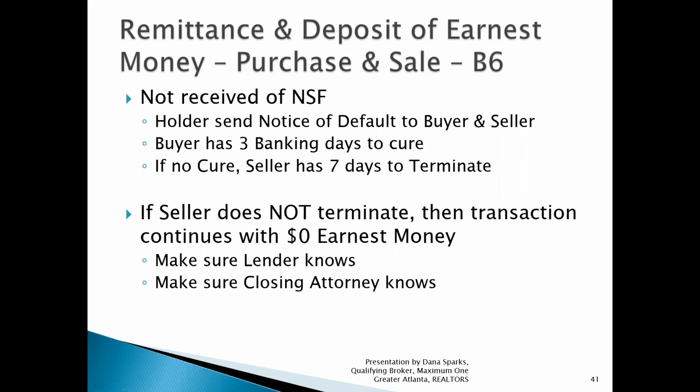Buyer then has 3 banking days to make good on the money. And if they don't, the seller may either terminate the contract or go through with closing without earnest money. You just need to make sure the lender knows and the closing attorney knows. And the buyer will just have to bring that much additional cash to close.